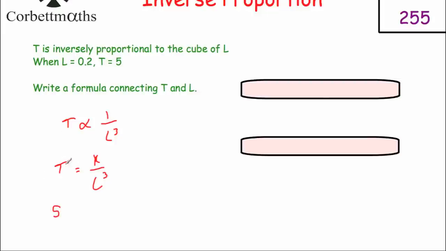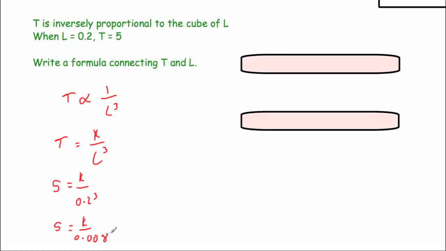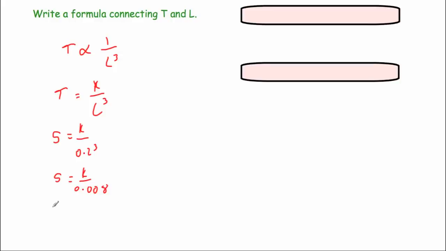So we've got 5 instead of t equals k, which is what we want to find out, over l cubed. So that's going to be 0.2 cubed. Let's work out what 0.2 cubed is. So 0.2 cubed is 0.008. Now we want to get k on its own, so we don't want this divided by 0.008. So what we're going to do is multiply both sides by 0.008. And when we do that, on the left-hand side, 5 times 0.008 would be 0.04. On the right-hand side, we had k divided by 0.008. We times by 0.008 to get rid of that, so we're just left with k. So k is equal to 0.04.